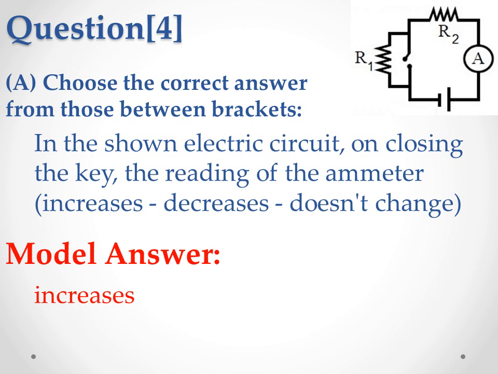Question 4. 8. Choose the correct answer from those between brackets. In the shown electric circuit, on closing the key, the reading of the ammeter increases, decreases, doesn't change. Model answer: increases.